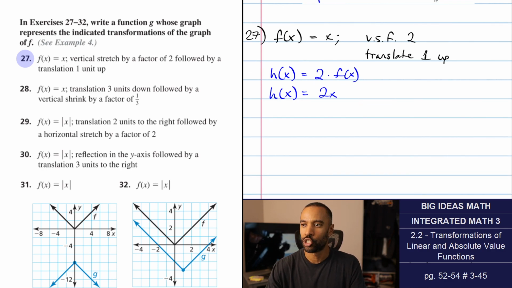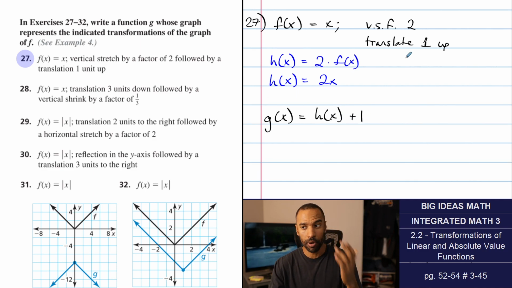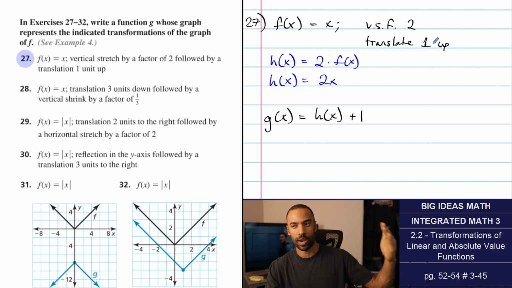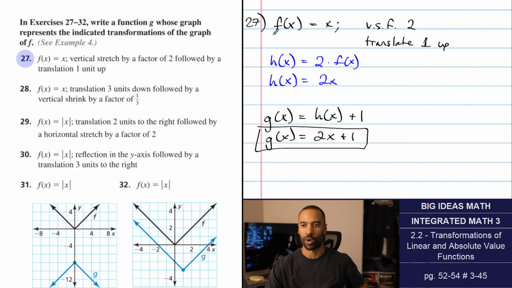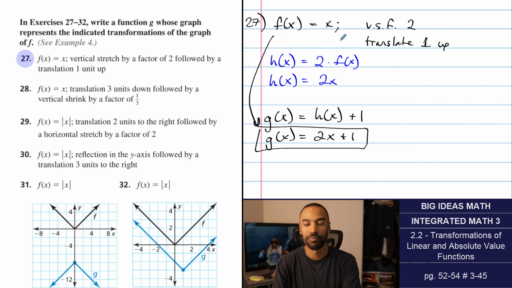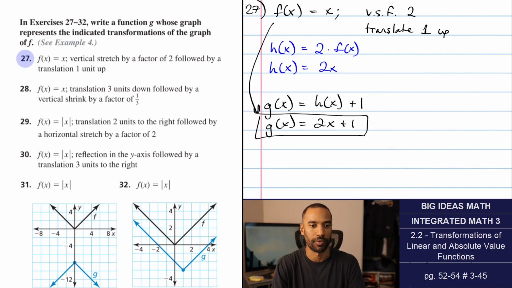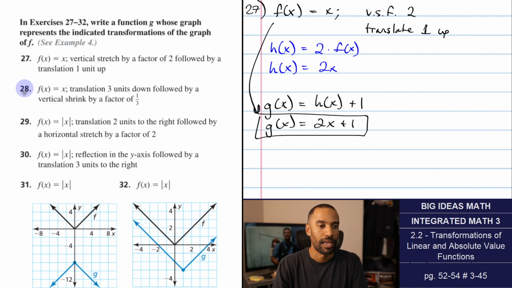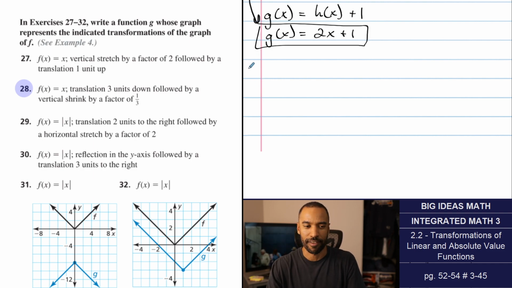I'm going to do all the steps that the book would have done, which is 2x like that. Now your g of x equation after that is the one that takes the h of x, and then translates 1 up, right? That's what comes afterwards. So they're both affecting your y values, a vertical stretch and a vertical translation. So 2 times on the outside plus 1 on the outside. So this is 2x plus 1. Could you have done that in one fell swoop and just gone straight from here to there? Yeah, it's possible. Absolutely. I'm sure by number 30, I want to do exactly that. That's number 27 to begin with. Number 28, f of x equals x. We're going to translate 3 units down, followed by a vertical shrink by a factor of 1/3.